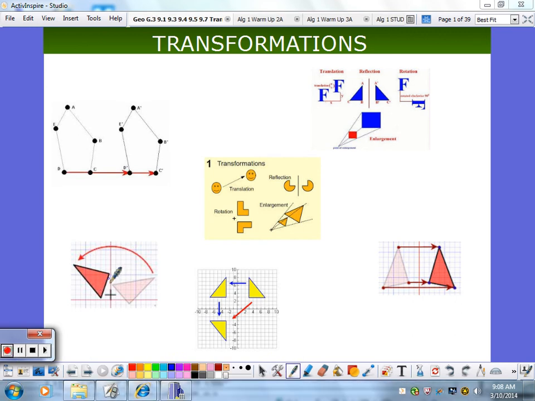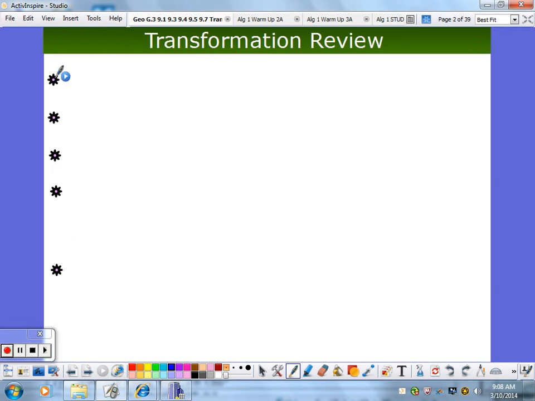Transformation. Remember the little Transformer toys? It's like the little robot, you do stuff and it turns into, I don't know, what does it turn into? Like a flying thing? Alien thing? Yeah, so it transforms. So we're going to be transforming things. Alien things. Okay. Transformation. So let's just review what you already know.